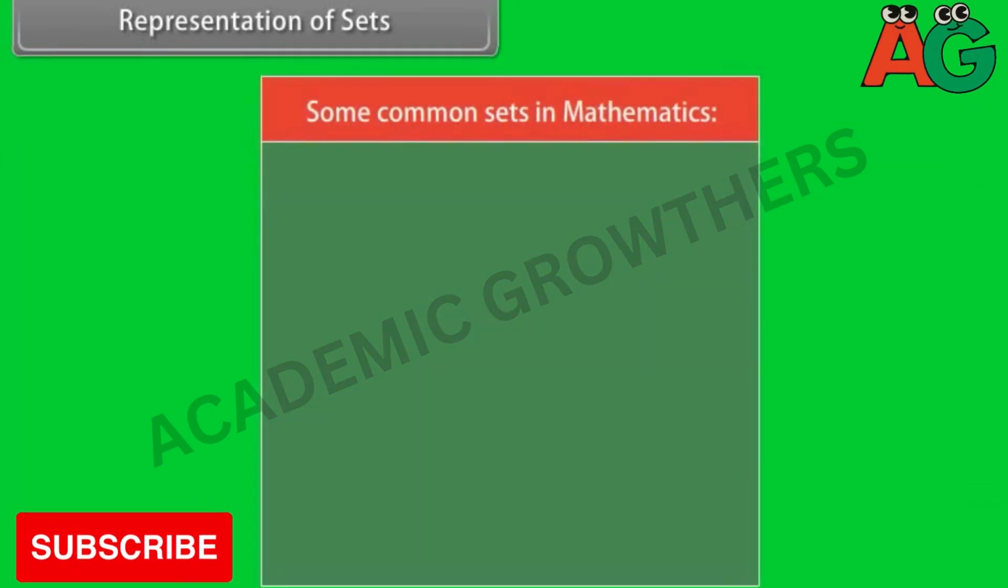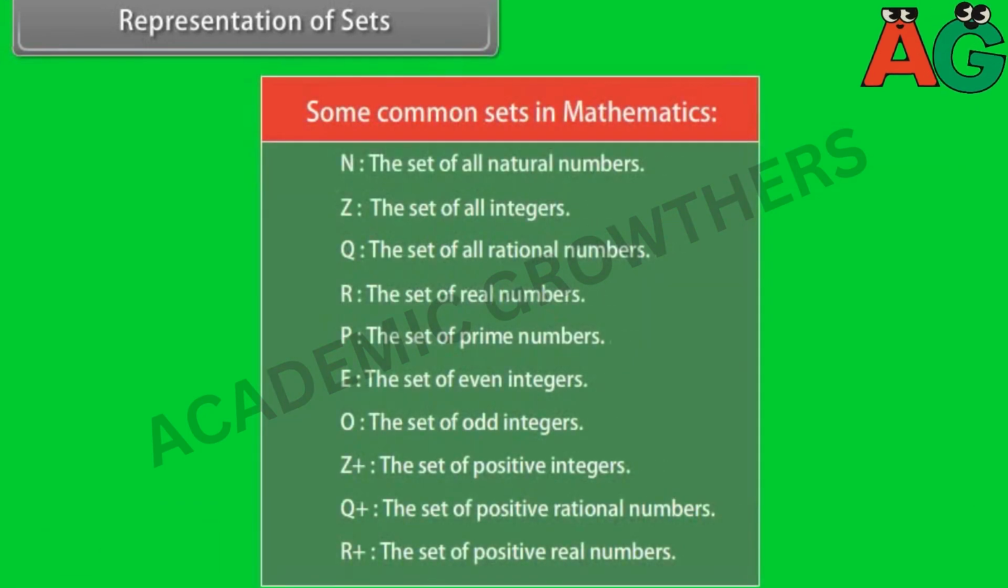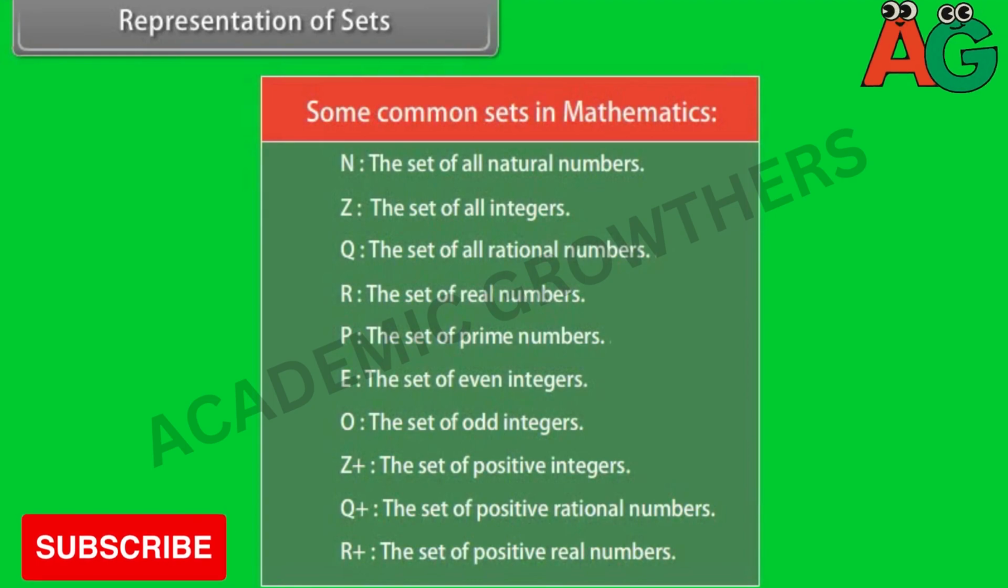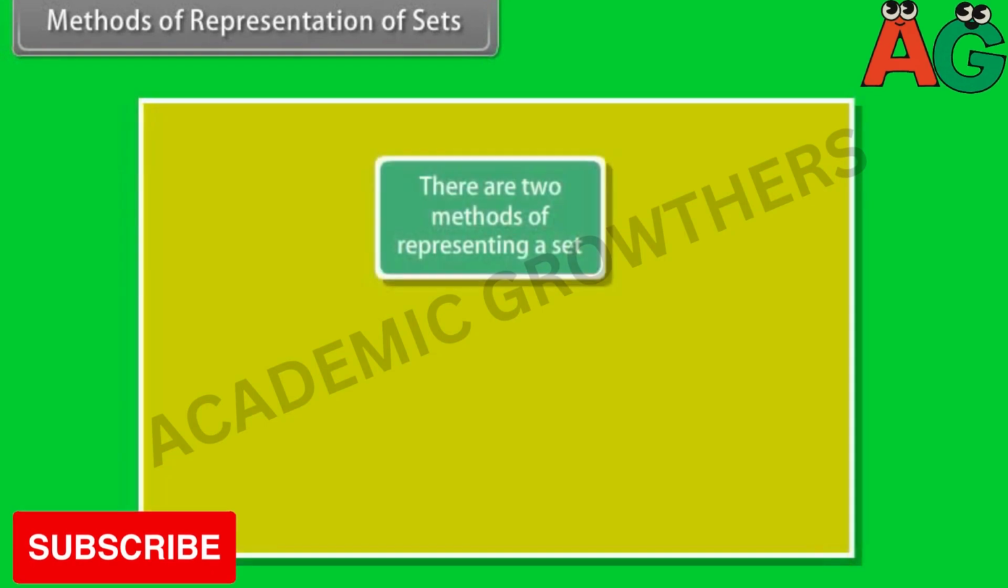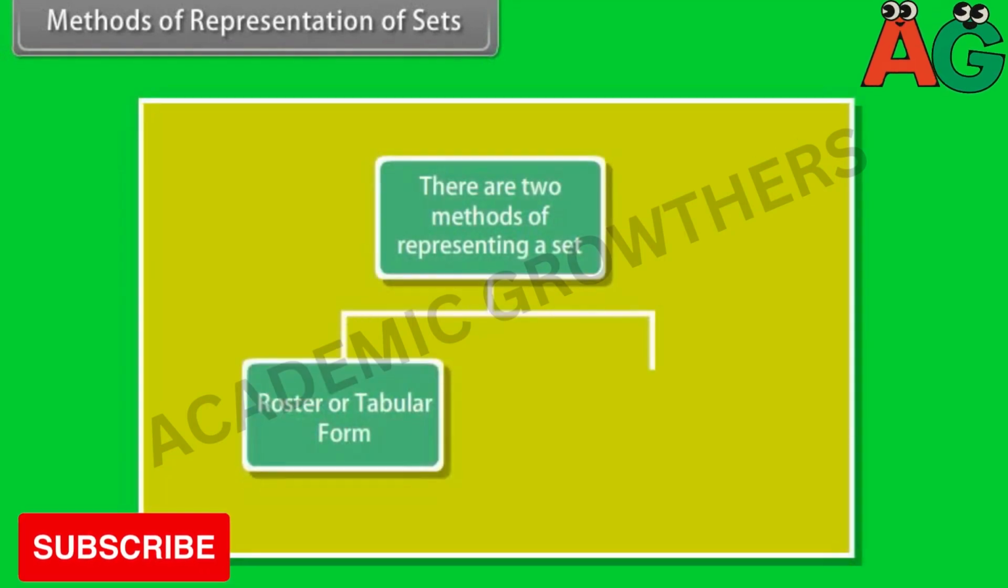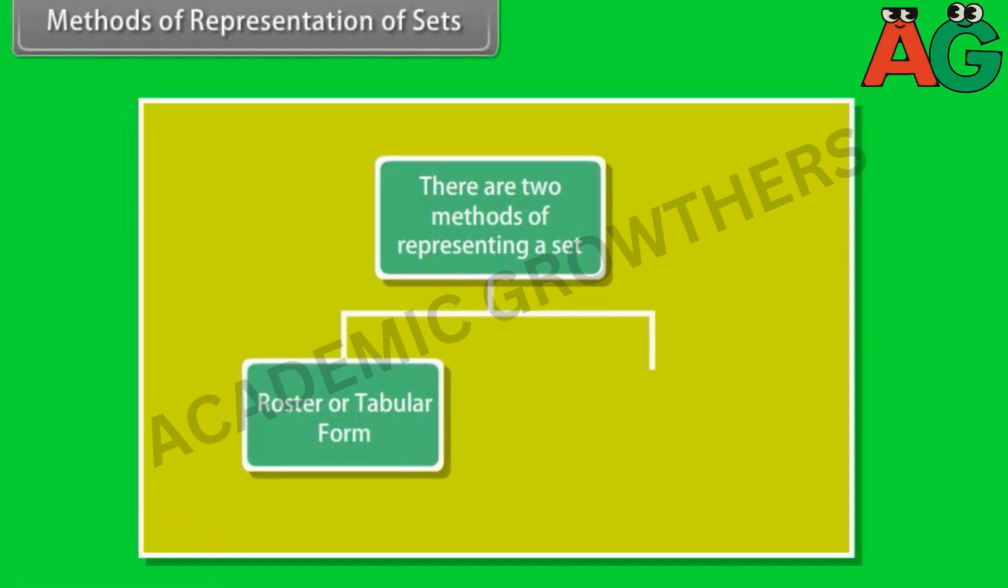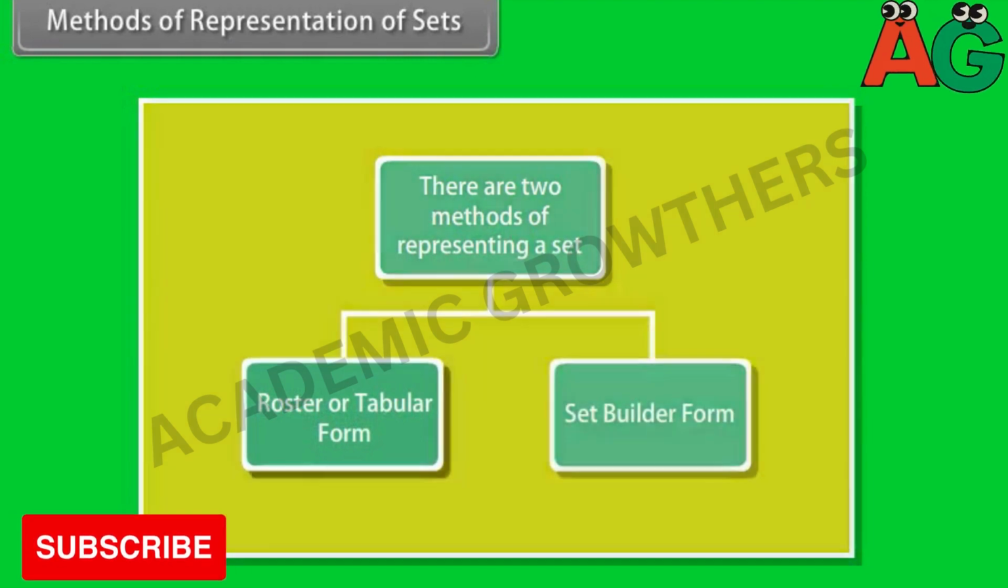Some common sets in mathematics. Methods of representation of sets. There are two methods of representing a set: roster or tabular form and set builder form.